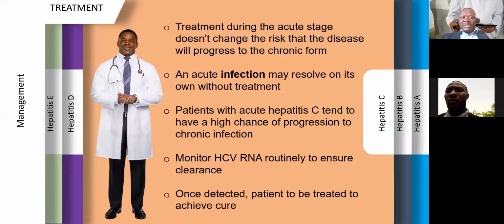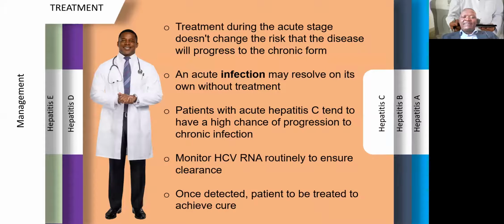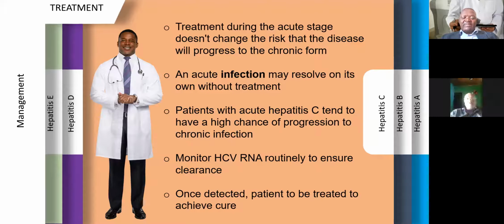For C, treatment during the acute stage does not change the risk that the patient will progress to chronic form or not. This is a very difficult case here. An acute infection may resolve on its own without treatment, okay? But patients with acute hepatitis C tend to have a high chance of progression to a chronic infection. The good news is that we will know later that chronic hepatitis C infection is curable. But before now, it was not.